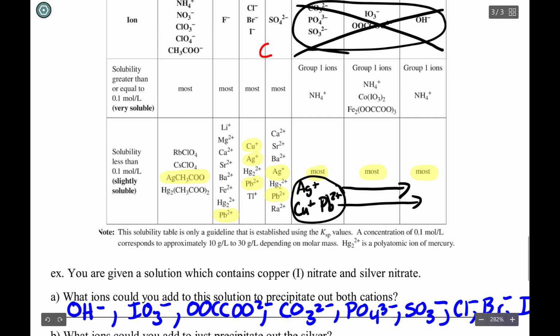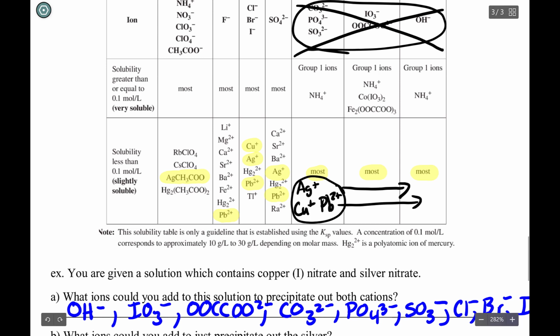Let's move over. If I had, say, sodium chloride or sodium bromide or sodium iodide solution, and the only reason I keep saying sodium is because it's 100% soluble with all these things, if I added these solutions to my beaker, it would precipitate all three out at the exact same time. So I can't use these ions to selectively precipitate out one of the ions.